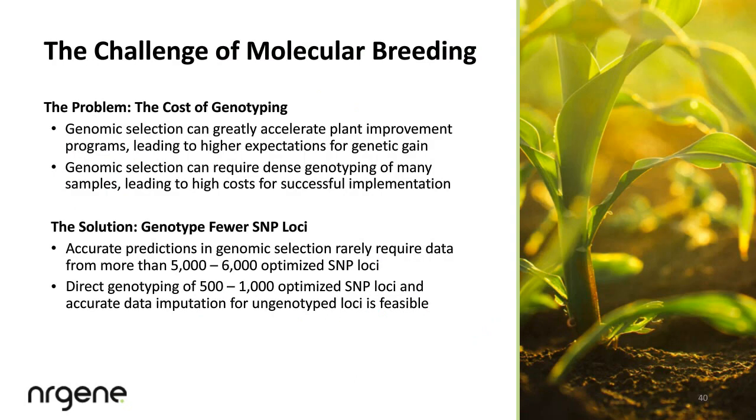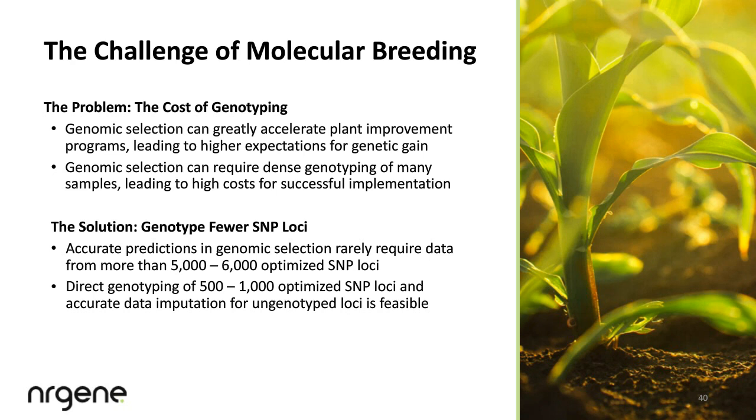In molecular breeding, we typically face a challenge, and that challenge, simply put, is the cost of genotyping. Genomic selection is a great technique. It can accelerate plant improvement programs and create new expectations about the progress expected from plant improvement and breeding programs. It may be difficult in a breeding program to actually achieve those expectations today through conventional means. And so in many cases, molecular breeding is a necessity, and the cost of genotyping is simply a reality that has to be addressed.